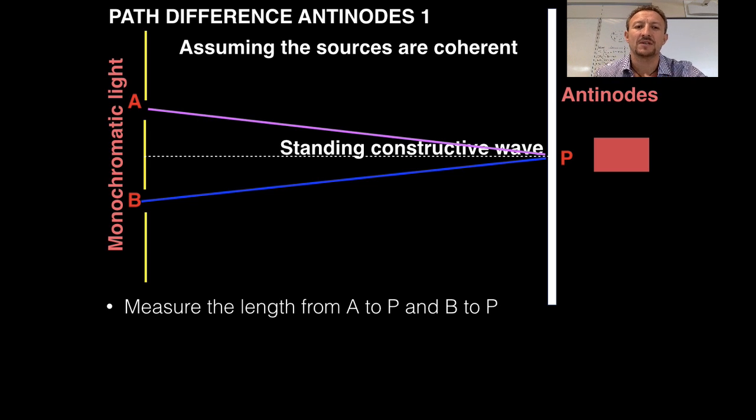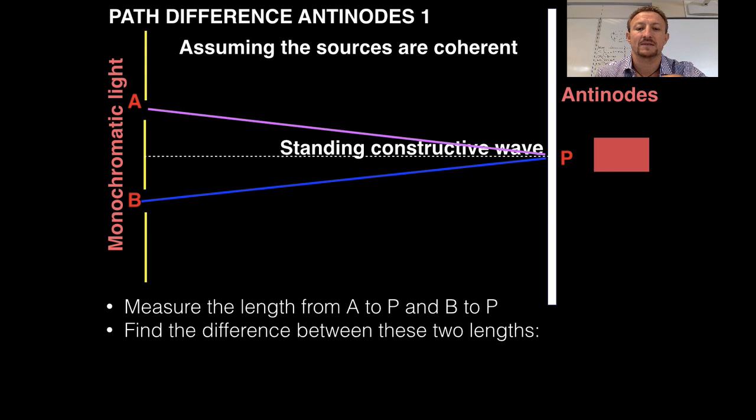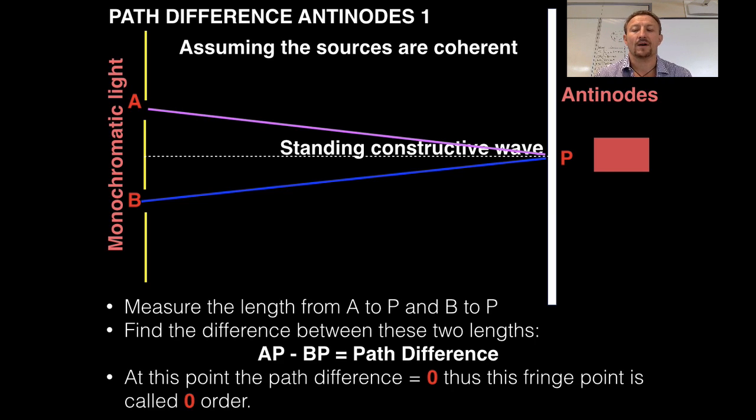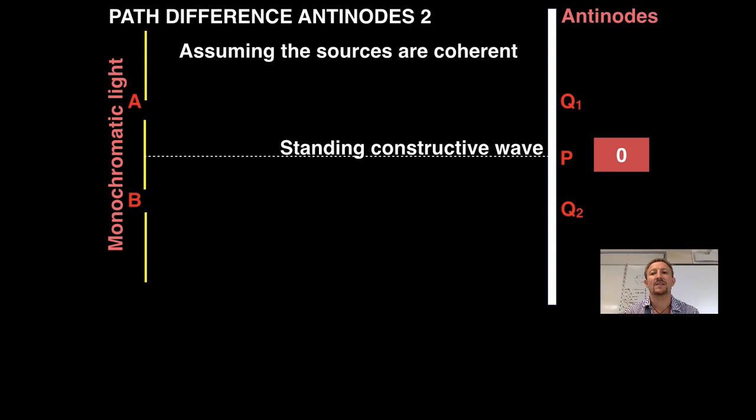Now if I take those two distances away, because they're equidistant to P, that will give us the path difference. In this case, when we're looking at point P, which is directly in between the two point sources, we find that there is no difference in the path length. AP is the same length as BP, so the path difference is 0. This means that the fringe pattern at that point P is given the order 0. Okay, so let's look at the next point.